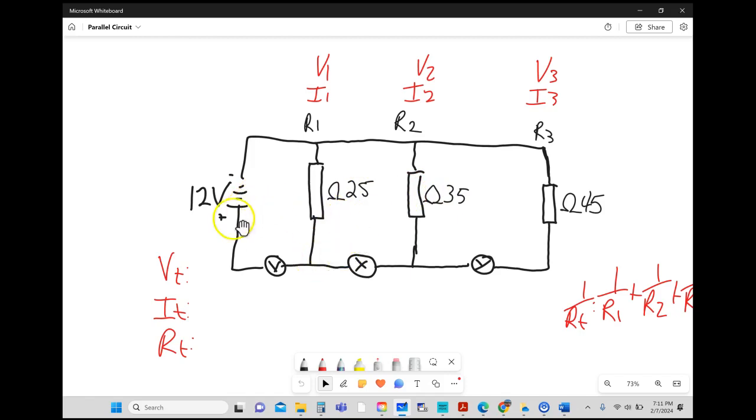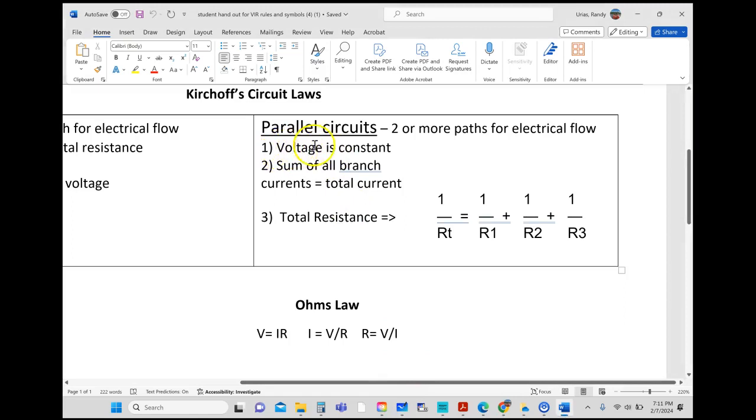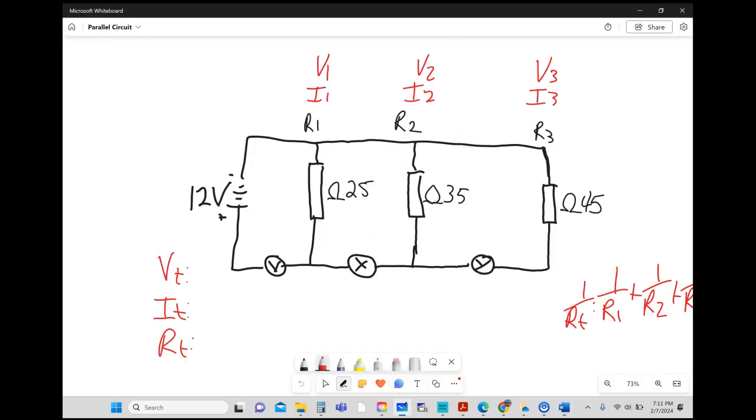Per that rule, it says voltage is constant. So what's our total voltage? 12 volts. We can write our 12 volts here and then 12 volts all the way through the circuit because it is constant. How do we know? It tells us right there, voltage is constant. So let's go ahead and do that, again using the pi.